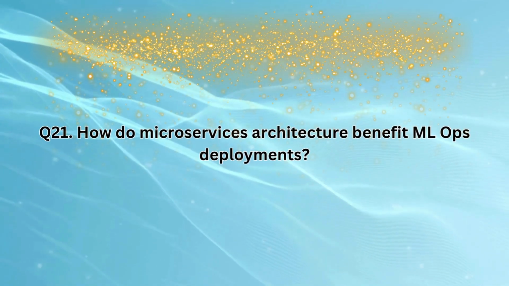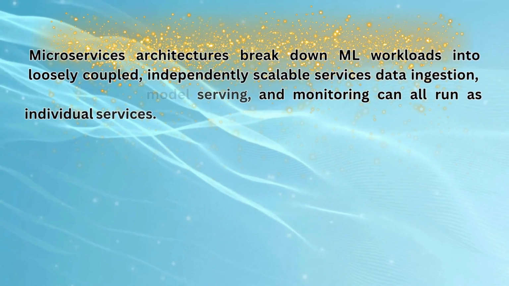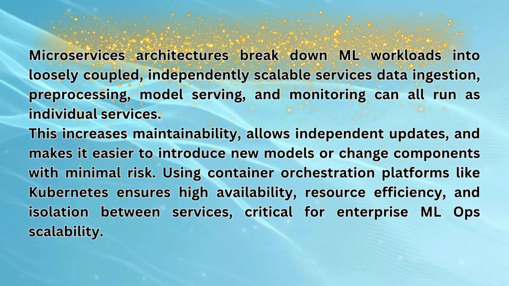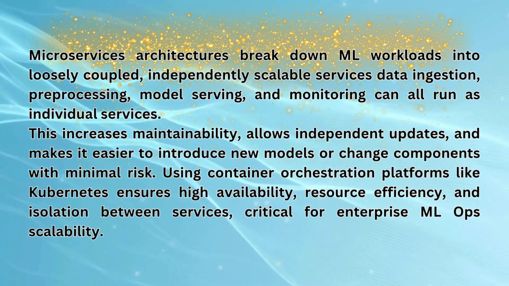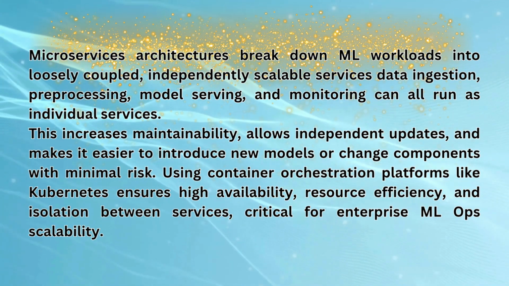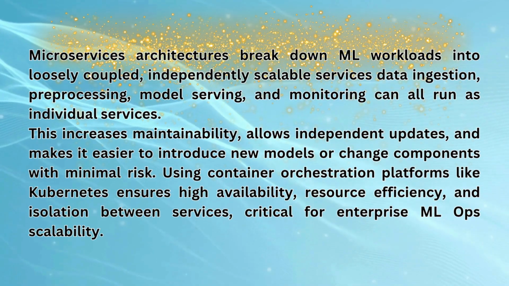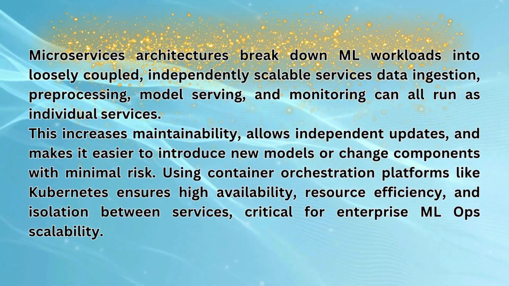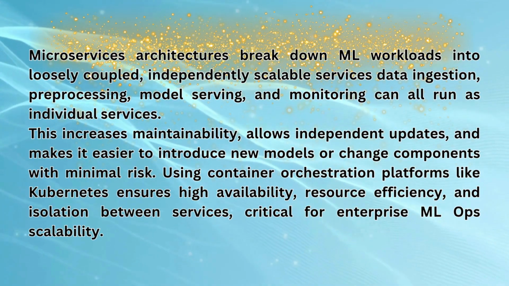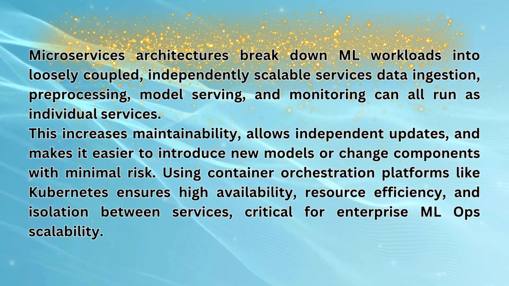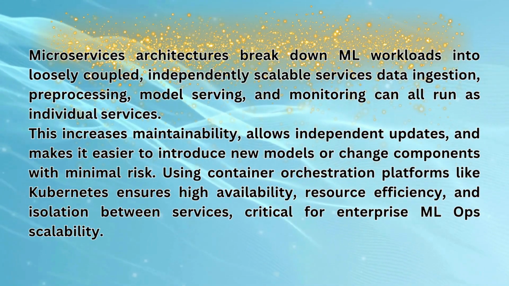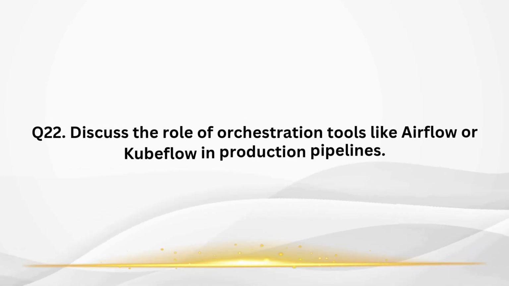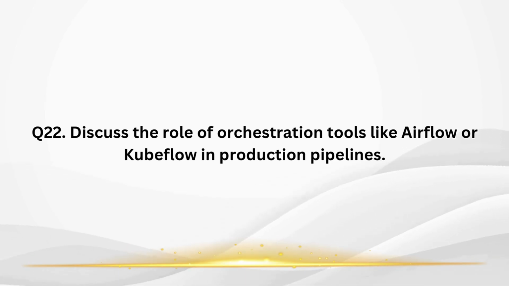How do microservices architectures benefit MLOps deployments? Microservices architectures break down ML workloads into loosely coupled, independently scalable services. Data ingestion, pre-processing, model serving, and monitoring can all run as individual services. This increases maintainability, allows independent updates, and makes it easier to introduce new models or change components with minimal risk. Using container orchestration platforms like Kubernetes ensures high availability, resource efficiency, and isolation between services, critical for enterprise MLOps scalability.